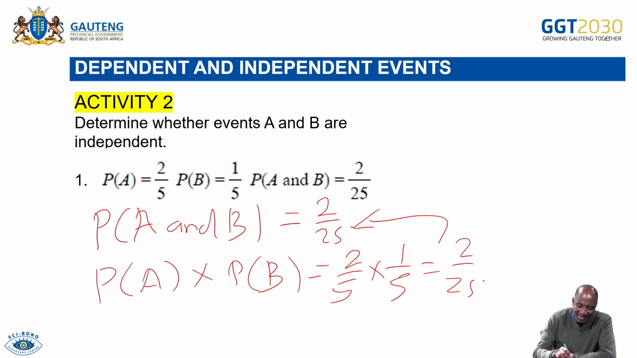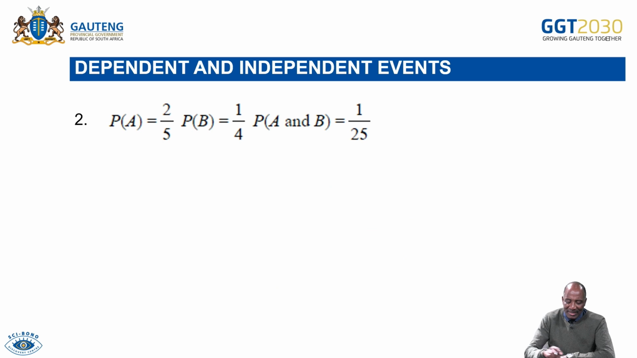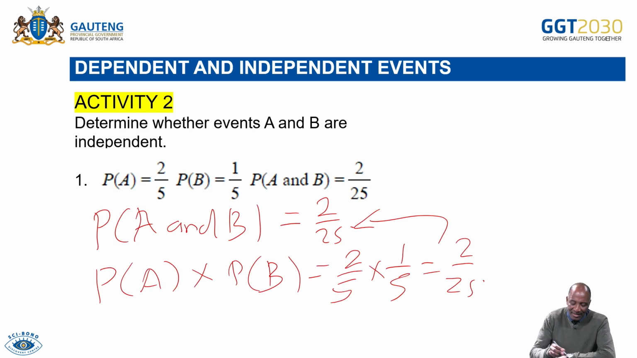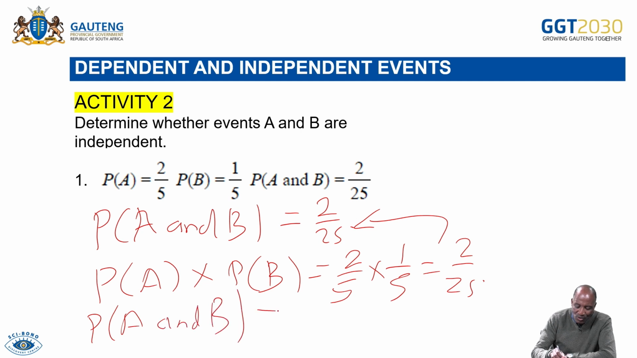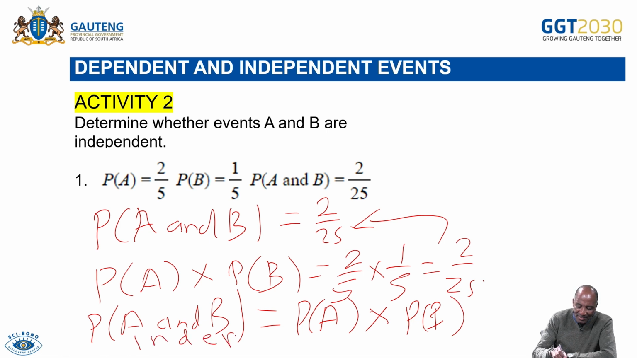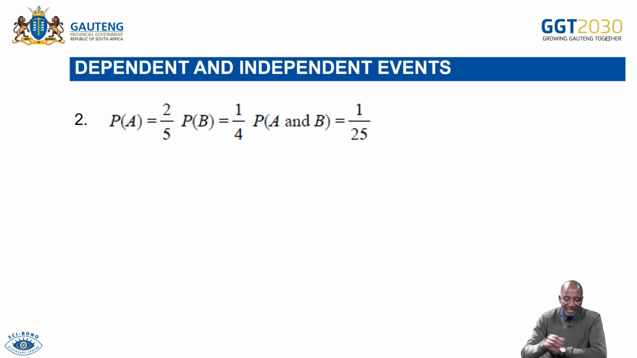Therefore, the events are independent of each other. So, probability of A and B is equal to the probability of A on its own multiplied by the probability of B. This being the case, your events are independent. That's how you answer that question. They are independent. Let's move on to the next one.